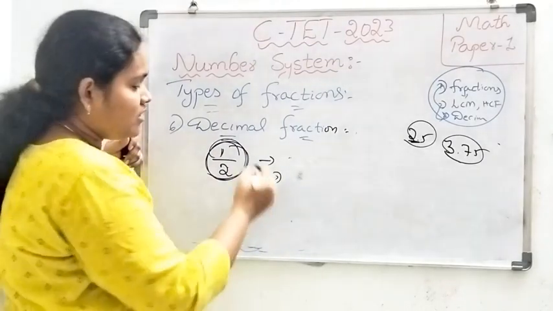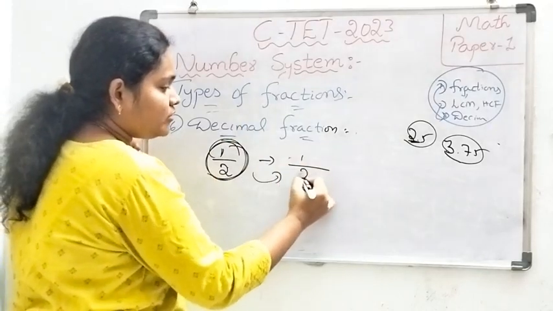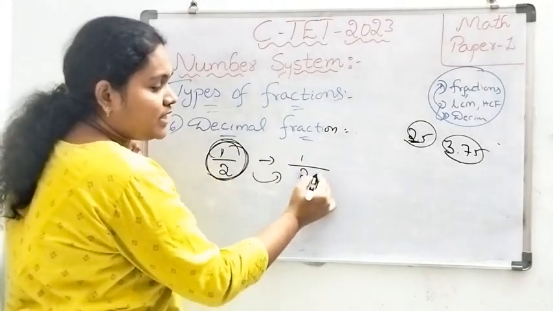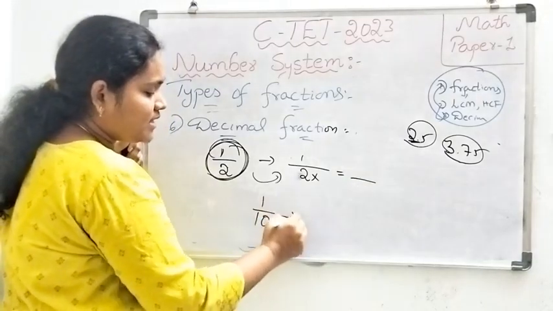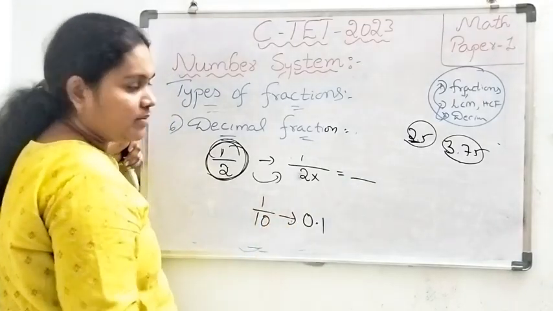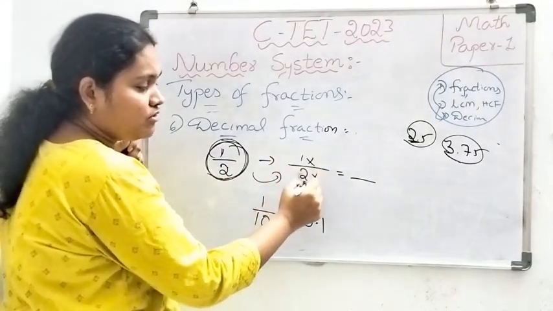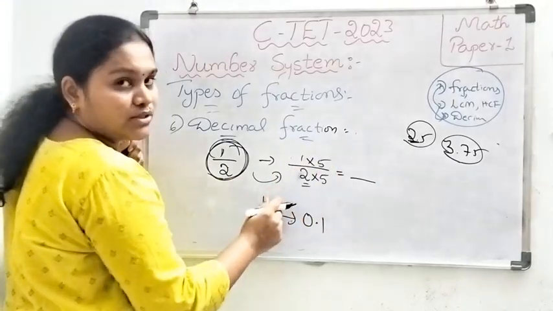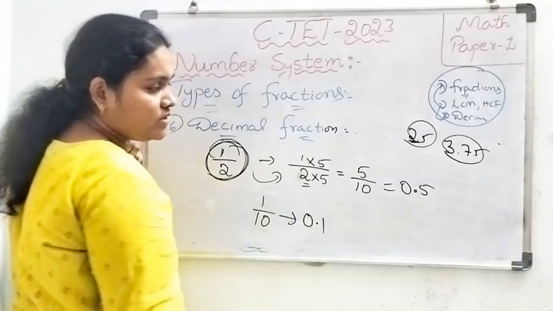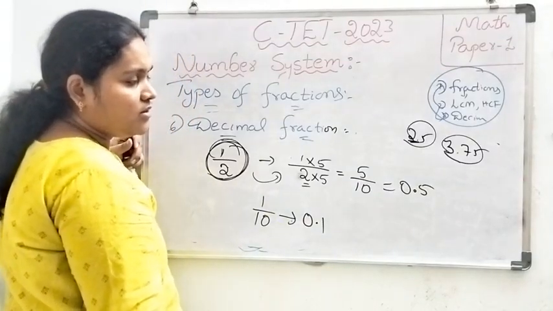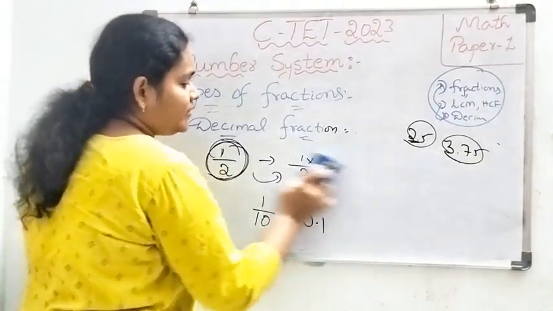In the first video we already discussed this, right? To convert 1 by 2 into decimal, if the denominator is 10, we can write directly. Suppose 1 by 10 is there, directly we can write 0.1, but here the denominator is not 10. So we have to make it 10, if it is possible. Multiply by 5, then it will be 5 by 10. Then we can read it as 0.5, right? So one half we can say as 0.5.